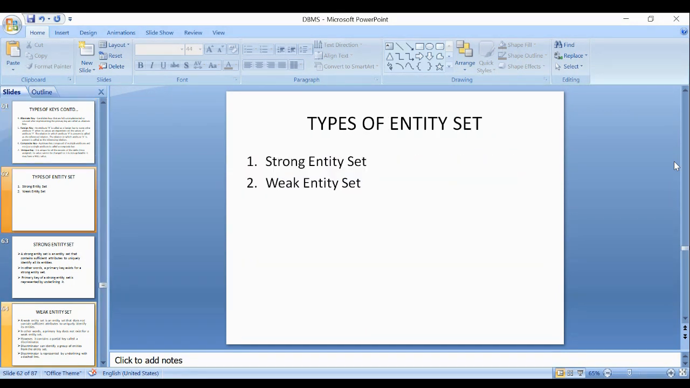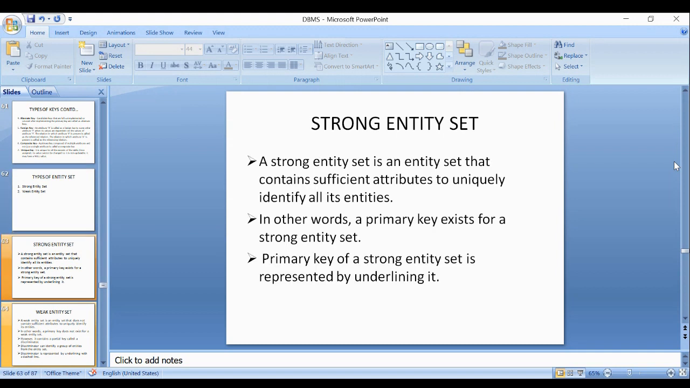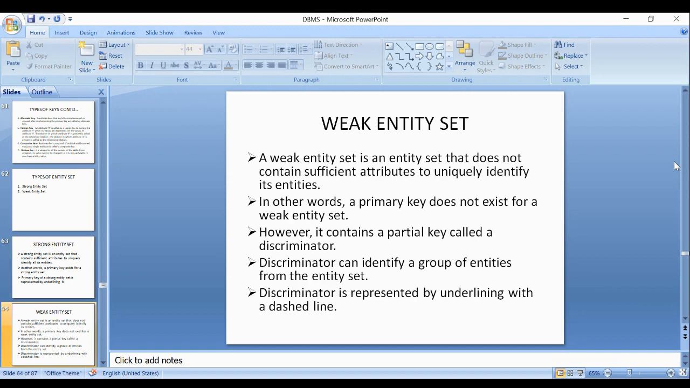Now coming to the types of entity set. There are two types of entity set: strong entity set and weak entity set. Now coming to the strong entity set. A strong entity set is an entity set that contains sufficient attributes to uniquely identify all its entities. In other words, a primary key exists for a strong entity set. The primary key of a strong entity set is represented by underlining it.